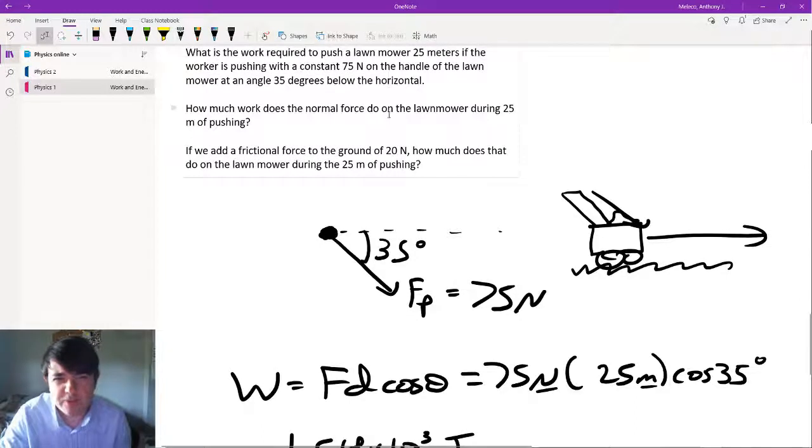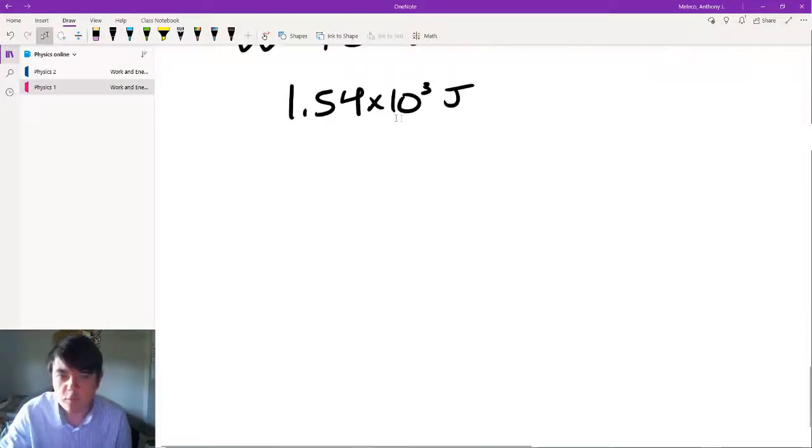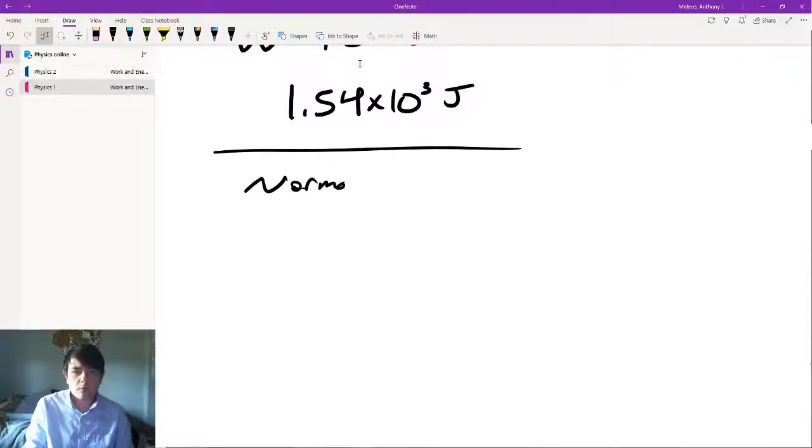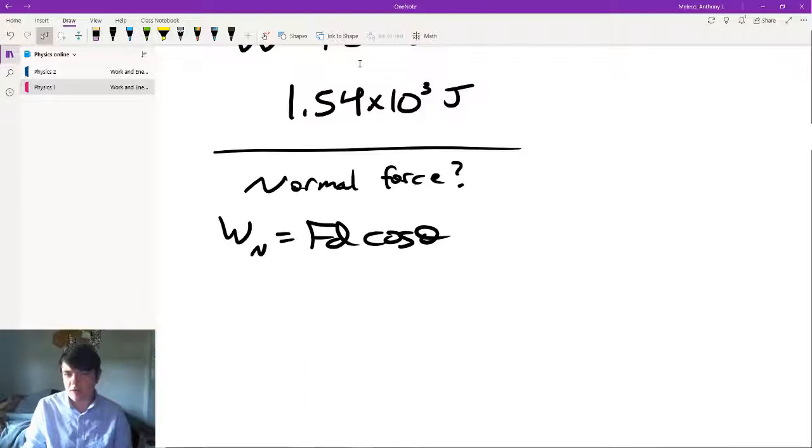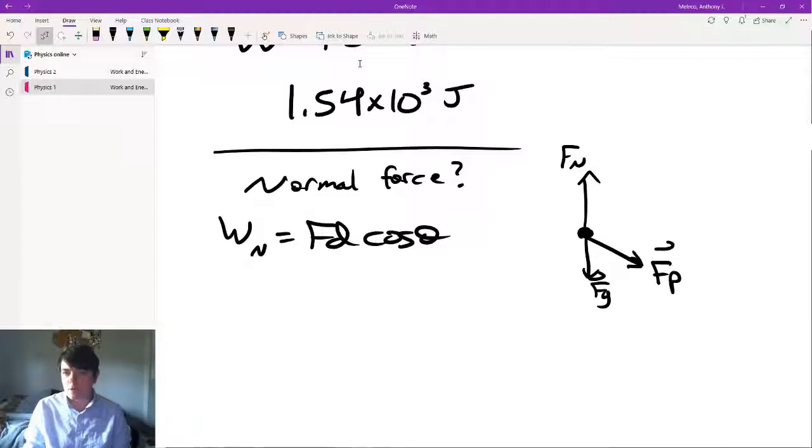Now we want to know, how much work does the normal force do on the lawnmower during this? So normal force then. So the work of the normal force, again, equals F D cosine theta. And if you look at the free body of this situation, so again, we have the push. But we've also got the normal force, right? And if we're being complete, we have gravity. And so we've got this, right here where it's going in this direction. But the angle right here is actually 90 degrees.